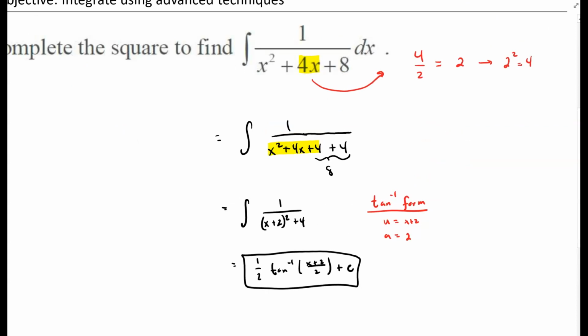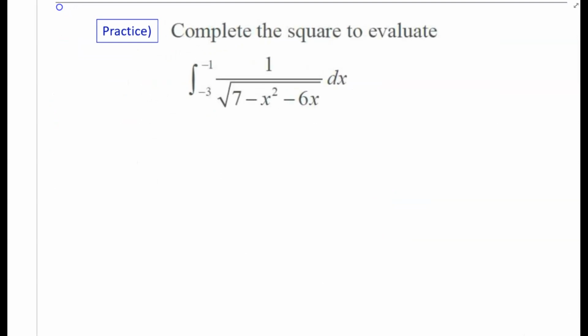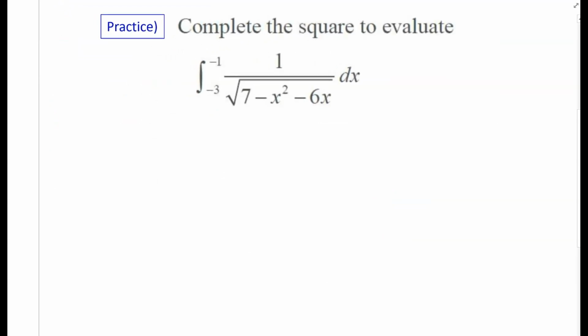Kind of a hint of why I would want to do this: if I'm going to do u substitution, making the denominator u, I still have a hook-on factor that's nowhere present in this integrand. So that's why we completed the square here. Here's a practice example. Go ahead and integrate this. Start by completing the square.